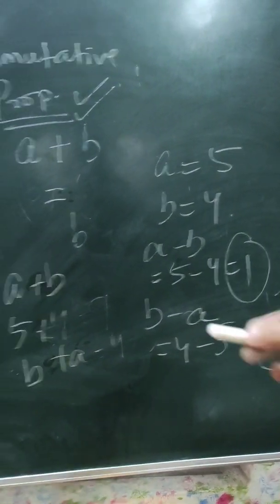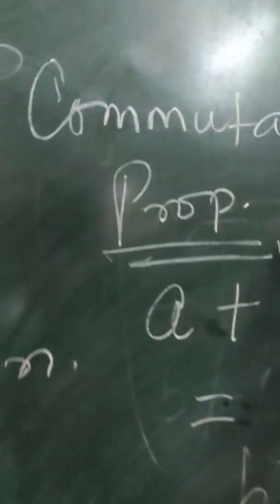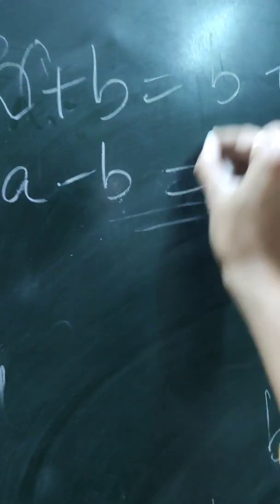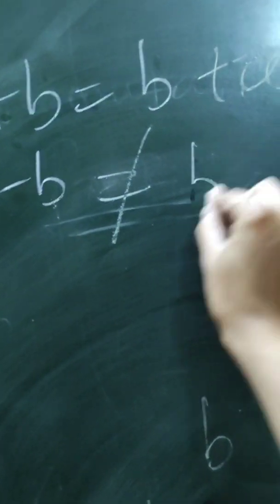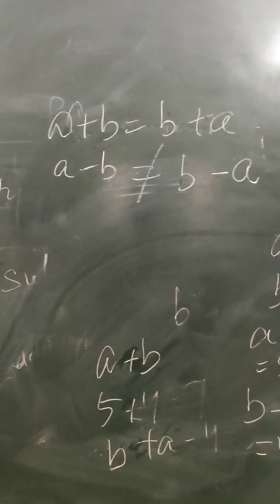You can clearly see the difference in the results. So you can write clearly, if in brief you have to explain it, or in brief you need to understand it, then you can clearly say that a plus b is equal to b plus a, but a minus b is not equal to b minus a. That's how we end with the commutative property.